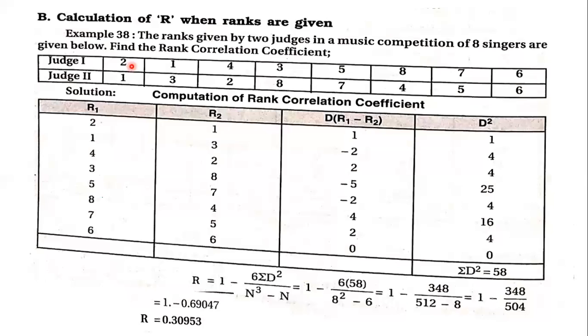See, the first participant has got first rank from the judge 2, but he has got second rank from the judge 1. Then for the second participant, judge 1 has given first rank and judge 2 has given third rank. These are the ranks that have been given by the judges. It's just the judgment of the ranks, and we are supposed to find the correlation coefficient for this.